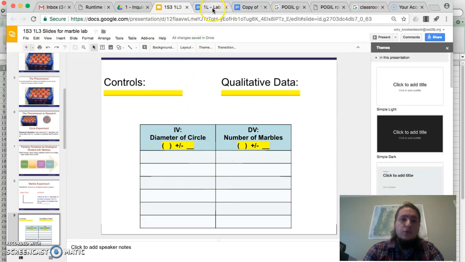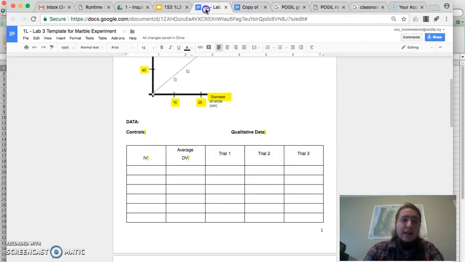Alright, so if we go back to the lab here, you're going to want to think about the controls. So anything that you think needs to be held constant in this experiment. We're going to be changing the size of the circle here and seeing how many marbles fit in that. So those are the two things we're going to be measuring. But there's lots of other things that could have an impact. So things that we might want to hold constant would be the size of the marble, for example.